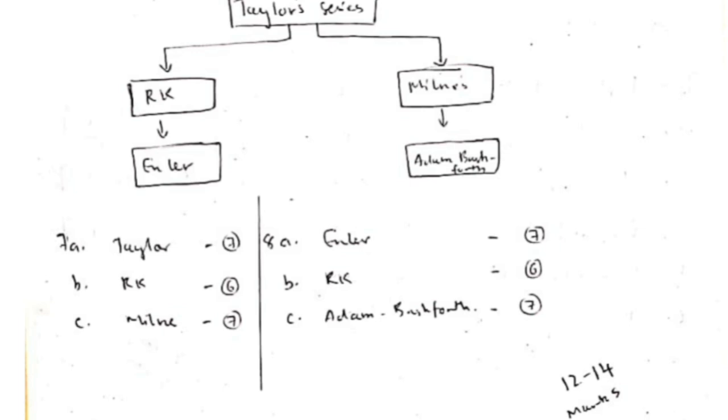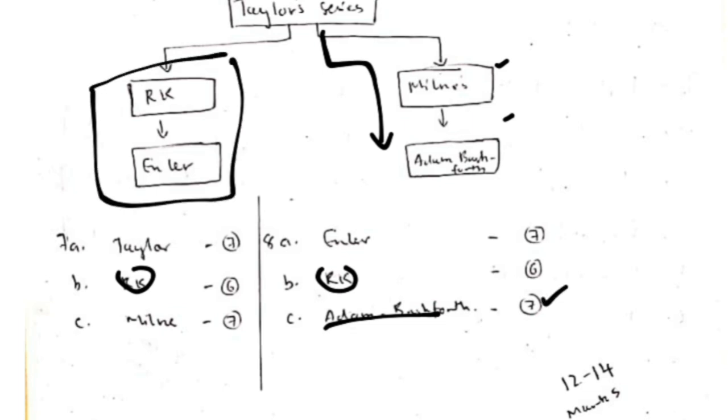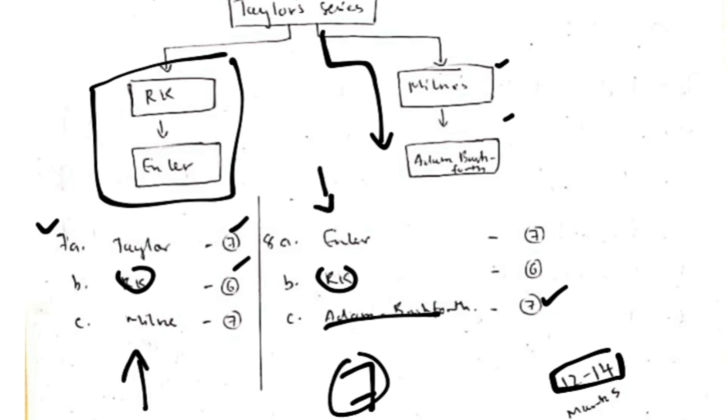Or if you are going this way, with Milne's method and Adams-Bashforth method, in that case you will only be able to attempt this one question, because it highly depends on which question is getting repeated. Okay, so in that case you will get 7 marks from here. Or if you had gone this way and the question paper came this way, you'll be getting 12 to 14 marks by attempting this and this question. Now let's say you got 7 marks in this case, and 12 to 14 marks in this case.